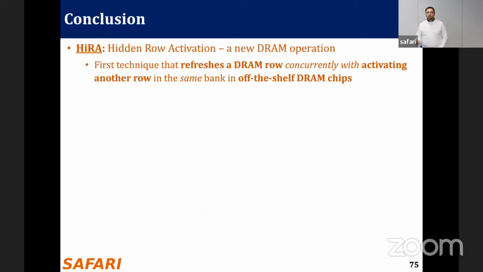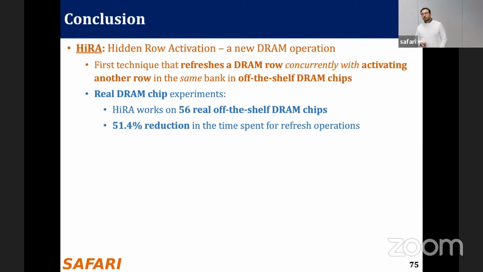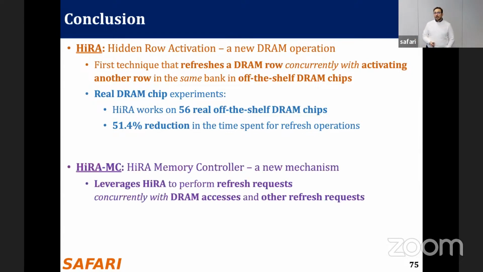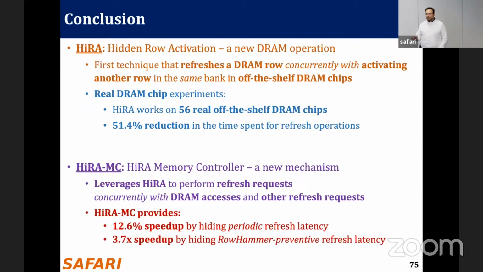Okay. In conclusion, we propose HiRA. This is the first technique that refreshes the DRAM row concurrently with activating another row in the same bank in off-the-shelf DRAM chips. And through real DRAM chip experiments, we show that it works in 56 real off-the-shelf DRAM chips from SK Hynix, and it can reduce the time spent for refresh operations by half. And we propose a memory controller mechanism to leverage HiRA's parallelism to perform refresh requests concurrently with other DRAM accesses and other refresh requests, and it provides significant speedups.